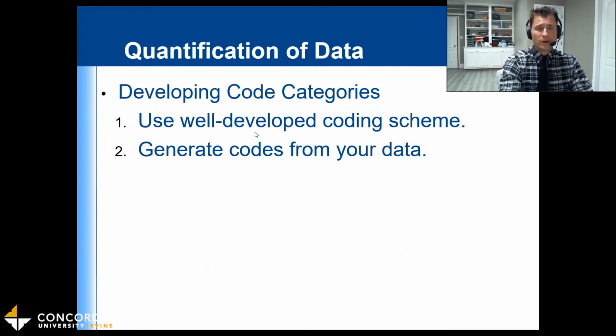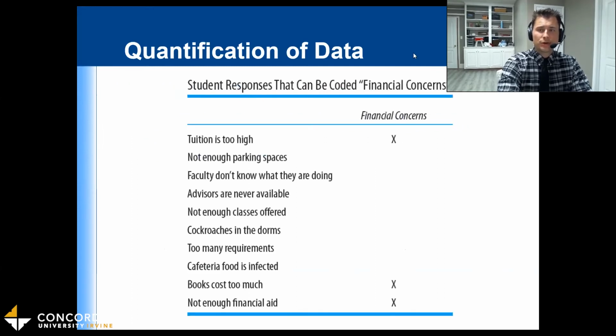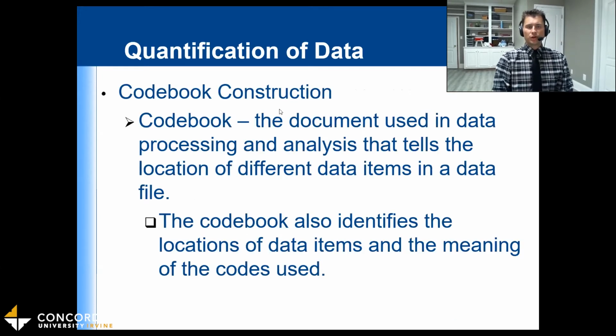So coding categories using a well-developed coding scheme, generating codes from your data, from what represents those. Here are student responses that can be coded into financial concerns. Tuition is too high. That's a financial concern. Here are some other examples. These can be coded so that each one is representative of a number. Codebook construction. Let's first define codebook. It's the document used in data processing and analysis that tells the location of different data items in a data file. The codebook also identifies the location of data items and the meaning of the codes used.